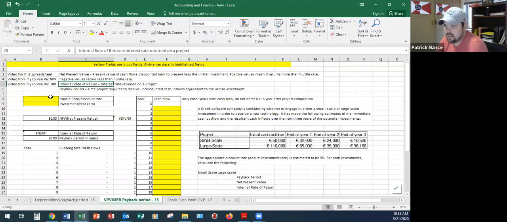Payback period does not. Payback period is simply saying, okay, how long does it take for me to get my money back? So if I spend $100,000 on something, how many years until I receive $100,000 worth of cash inflows for that one large initial cash outflow?